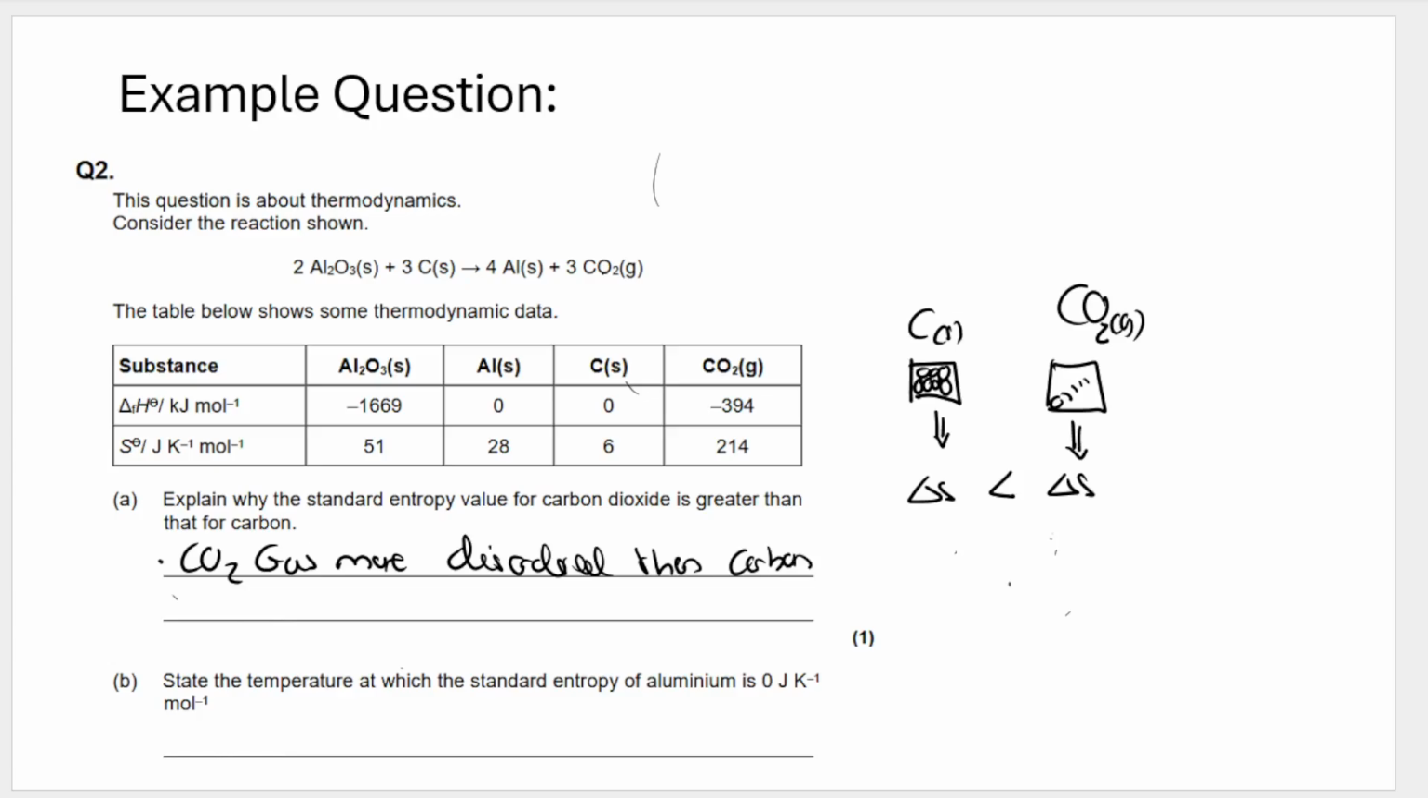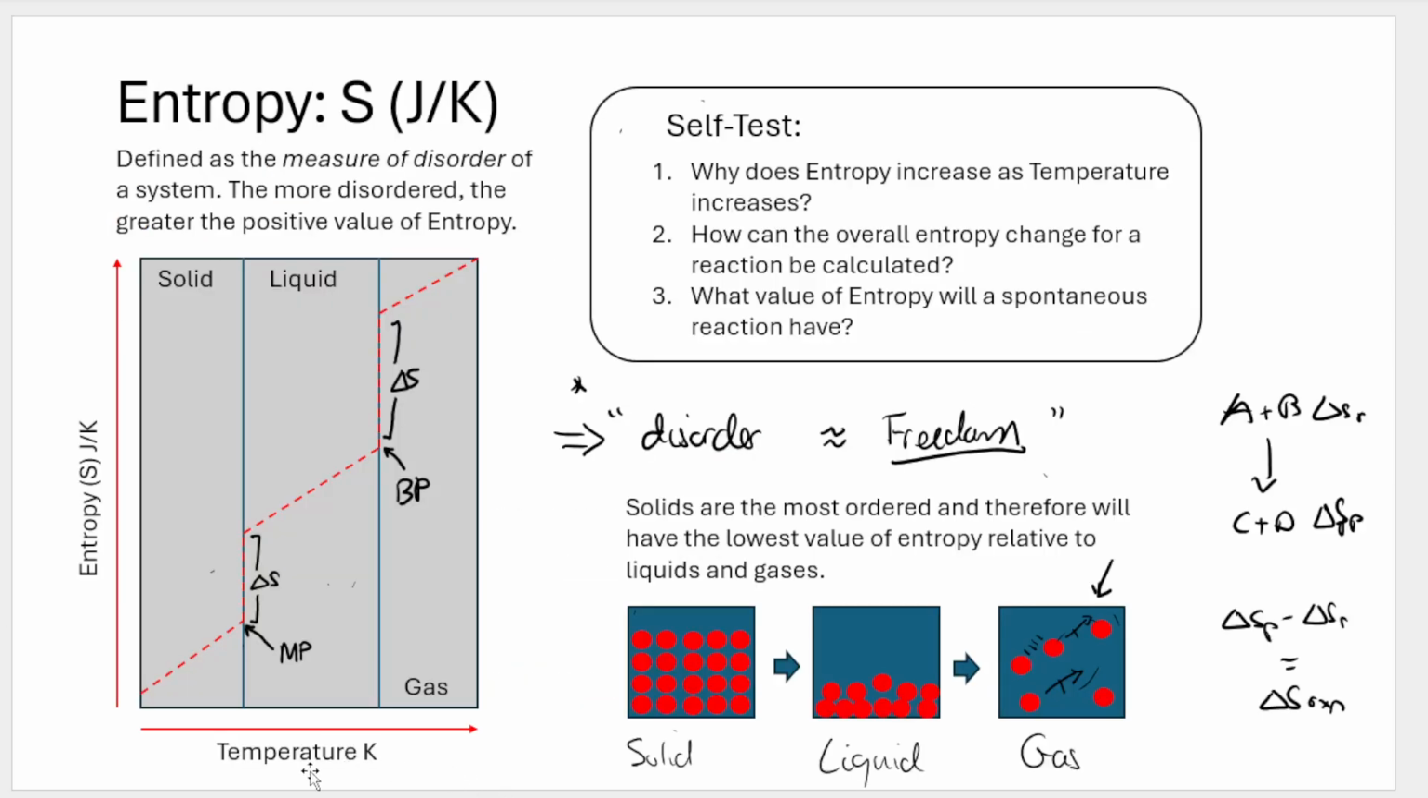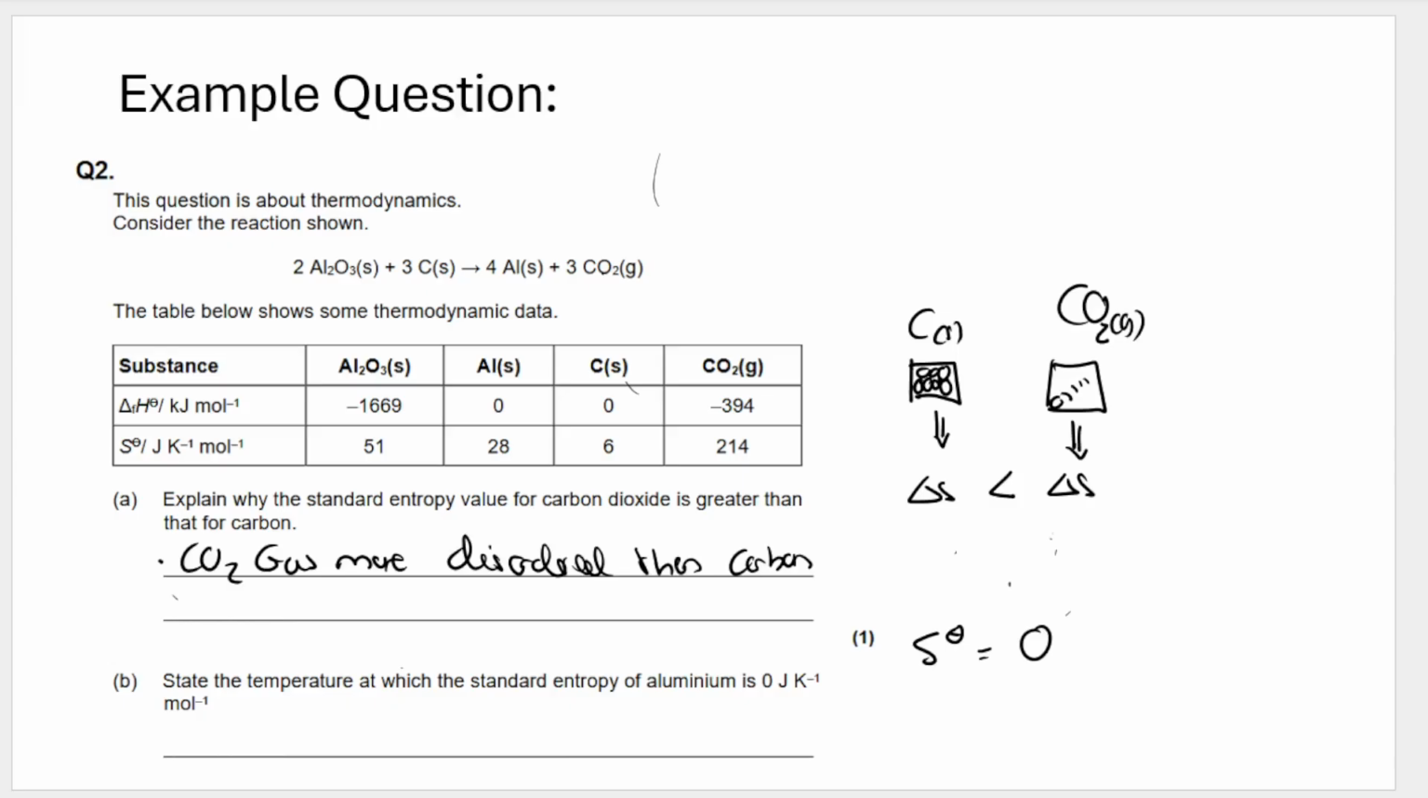Now, state the temperature at which the standard entropy of aluminium is 0 joules per Kelvin per mole. Well, if we're saying that the standard entropy is equal to 0, this must be the most ordered this system possibly can be. Going back to our other graph, we know that as temperature increases, so does entropy. Therefore, the most ordered, the lowest energy of the system, must be at the lowest temperature possible. What is the lowest temperature? On the Kelvin scale, it's 0. 0 Kelvin.